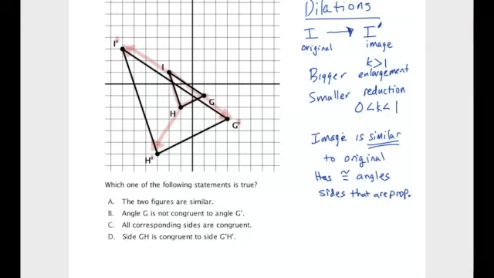So big ideas here. It says two figures, which of the following statements are true? The two figures are similar. There we go. Okay, we know it can't be this one because it says angle is not congruent to angle. The angles are congruent. That's part of the definition. Corresponding sides are congruent. No, they're not. They're proportional. So that's not it. GH is congruent to G prime H prime. Well, you could look at it and see that's not the case. GH is not congruent to that. They're proportional. So that's not it. Okay, so that's the answer there.